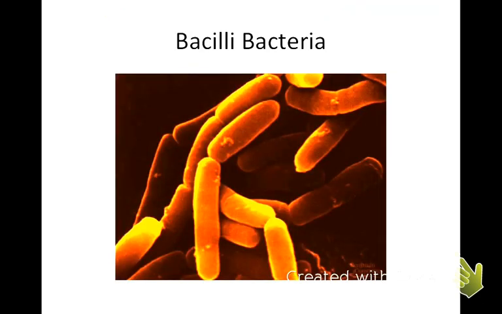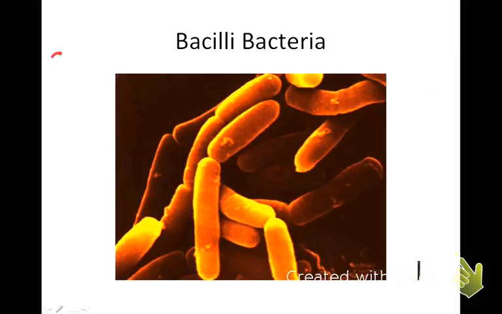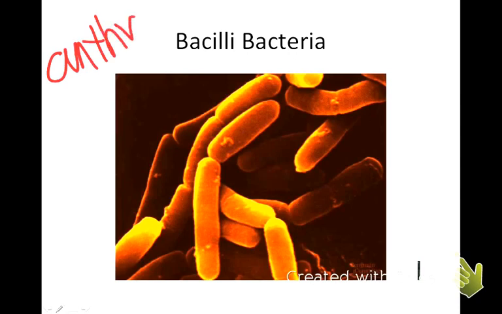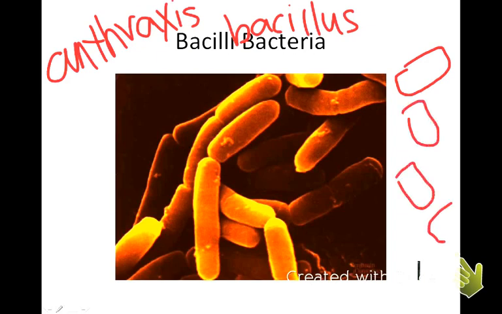The next kind is bacilli. Bacilli are rod-shaped, and a very good one is actually anthrax. Anthracis bacillus. And it's just little rod shapes. Let's draw some rod shapes. Some of them come in chains. Some of them come in pairs. So just draw some rod shapes. Anthracis bacillus is your example.